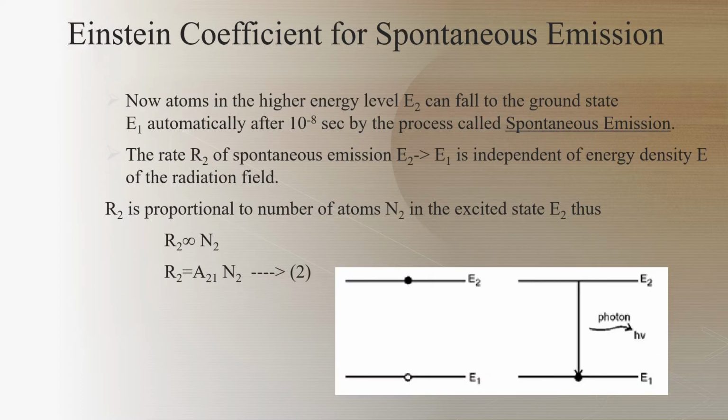Now atoms in the higher energy level E2 can fall to the ground state, even automatically after 10 power minus 8 seconds, by the process called spontaneous emission. The rate R2 of spontaneous emission E2 to E1 is independent of energy density E of the radiation field. R2 is proportional to the number of atoms N2 in the excited state E2. Thus, R2 is directly proportional to N2, R2 equal to A21 N2. This is known as the second equation.